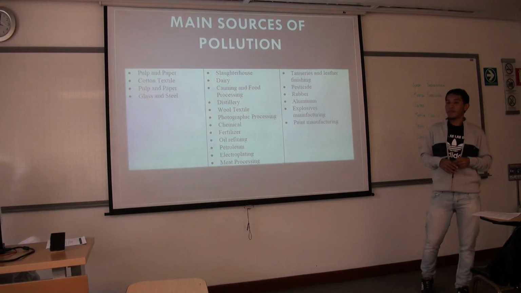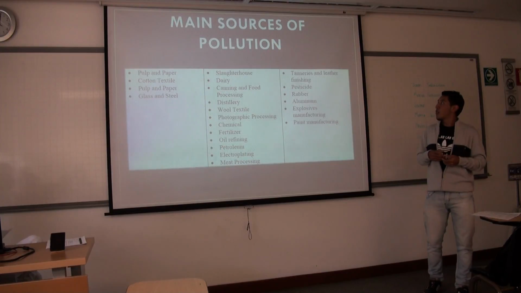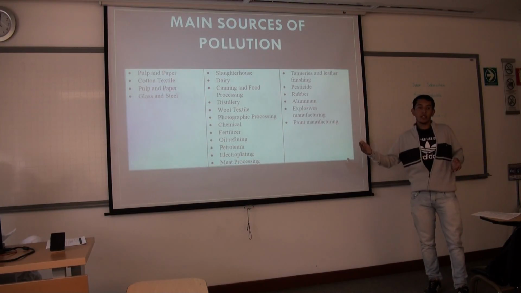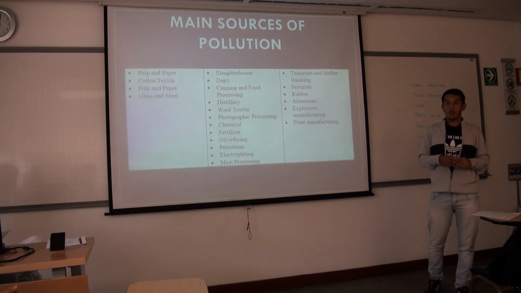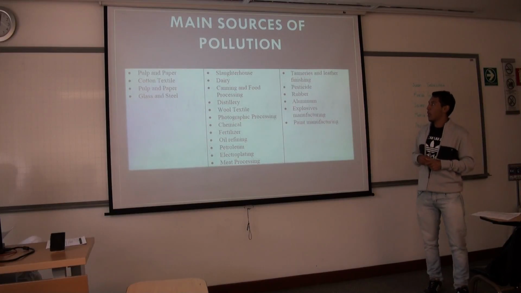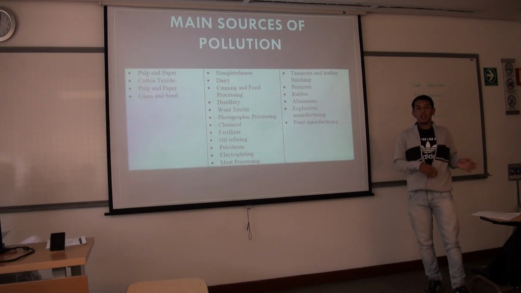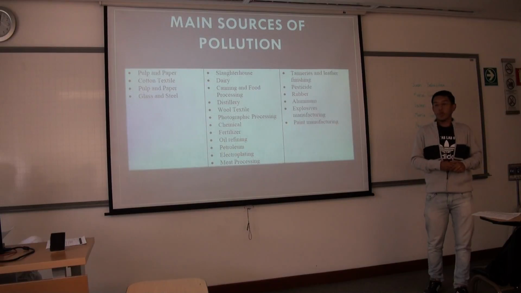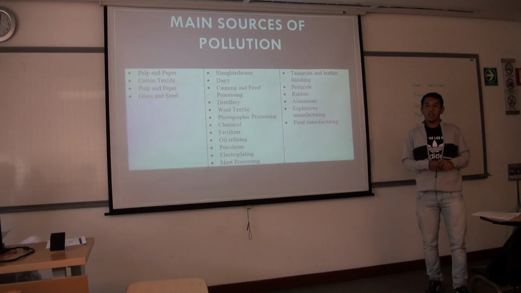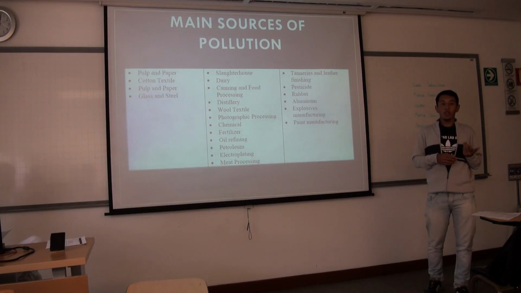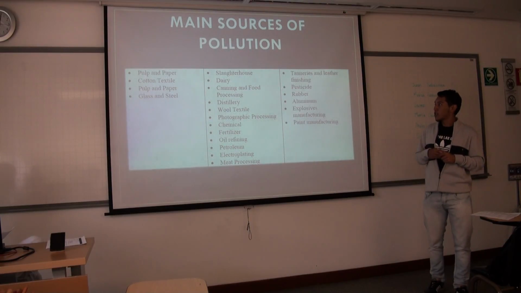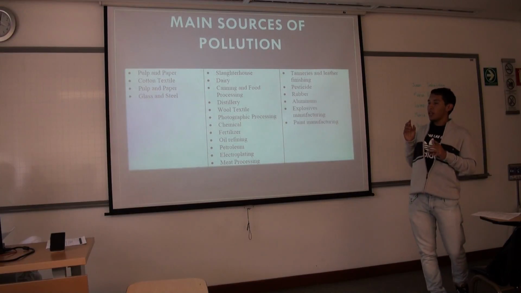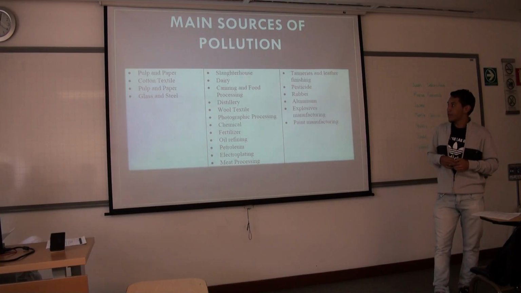So this is a list of the main sources of pollution. On the right side, we have the industries that impact in a negative way with high levels of contamination of the systems, and on the left side, we have the industries whose levels of pollution are very low. So we are going to specify on the pulp and paper industry.